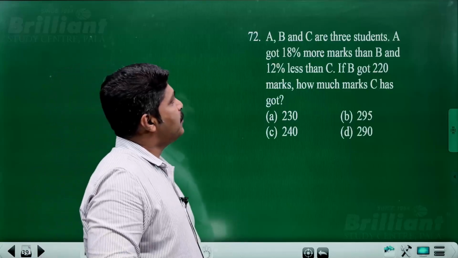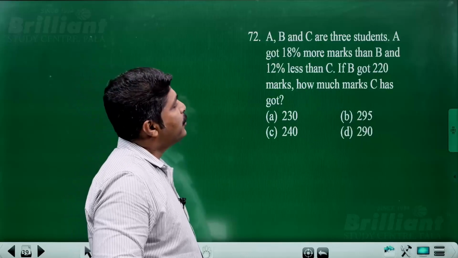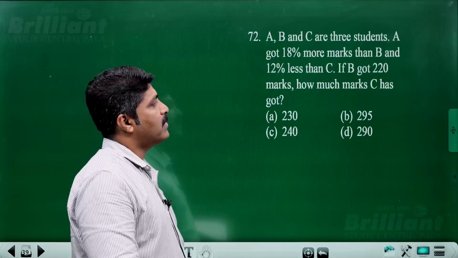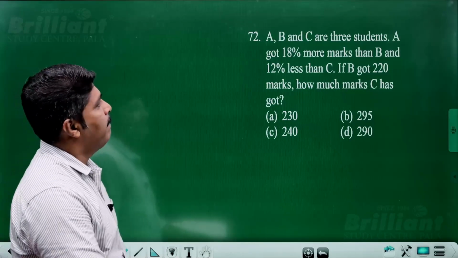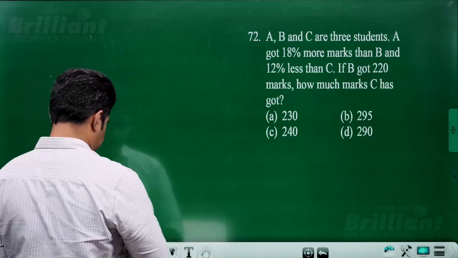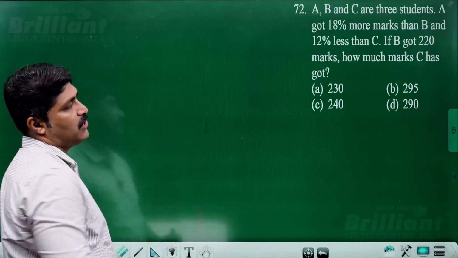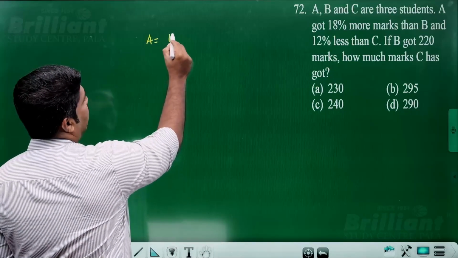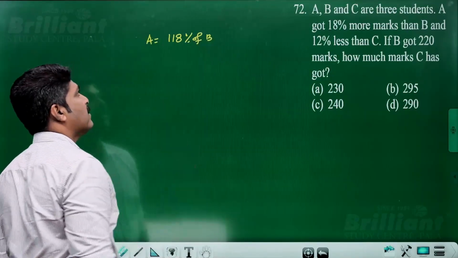A, B, C are 3 students. A got 18% more marks than B and 12% less than C. If B got 220 marks, how many marks has C got? Here, A got 18% more than B. So it's a comparing ratio concept, but with the help of algebra, we can catch it. Suppose the mark of A is 18% more than B. We can write it like this.